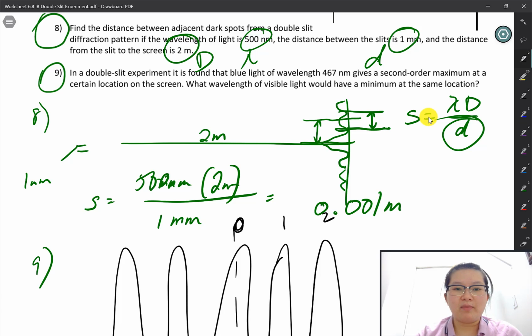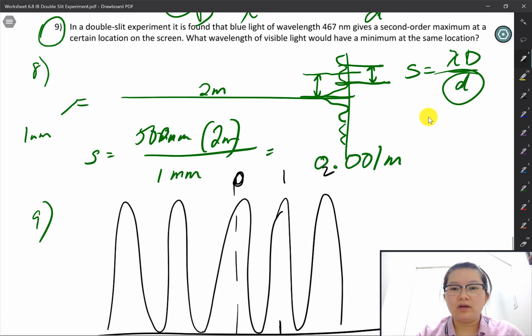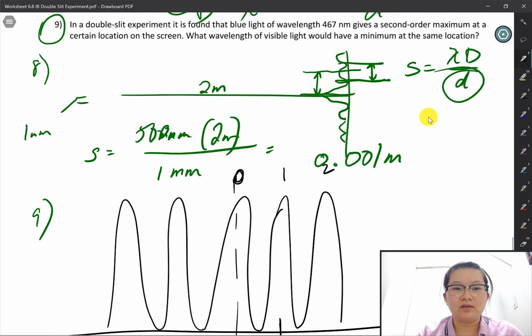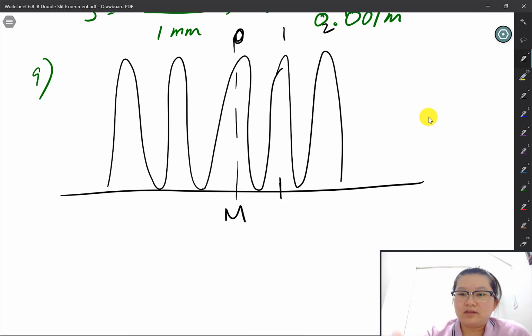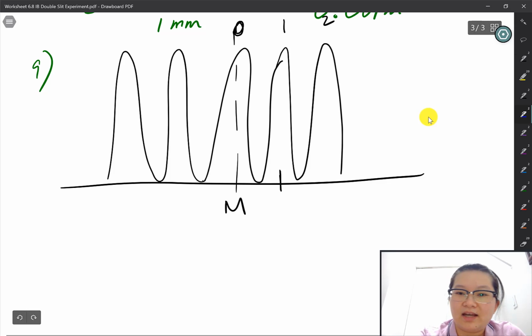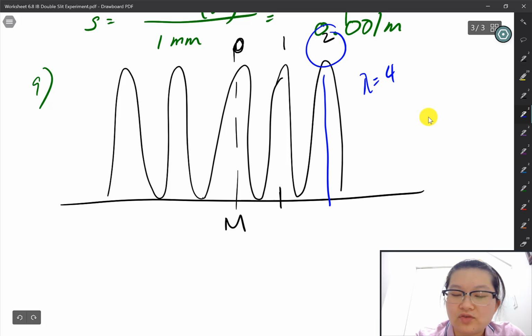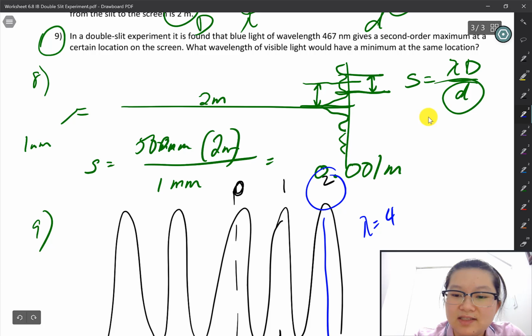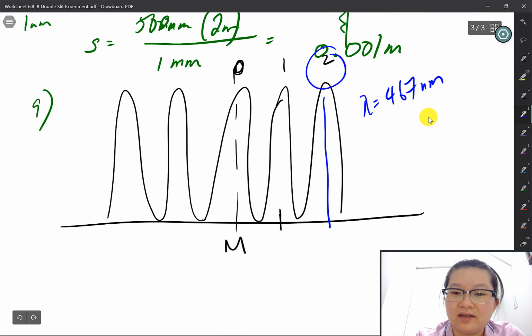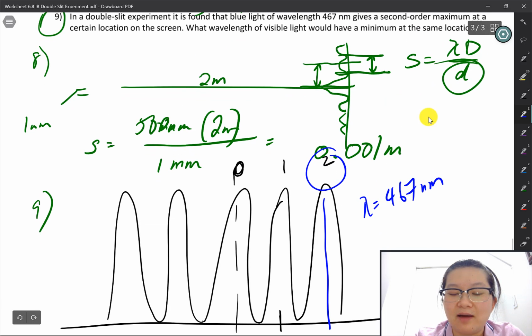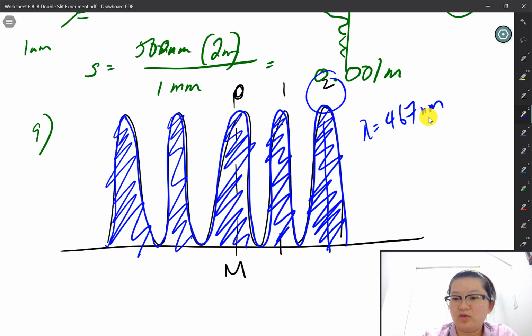In a double slit experiment, it's found that the second order maximum is at a certain location on a screen. Okay, so blue light, I'm going to use blue here. So here, the second order blue light with wavelength of 467 nanometers gives a second order maximum here, okay? We want to find something that's going to give us a minimum. So these will be your blue fringes.